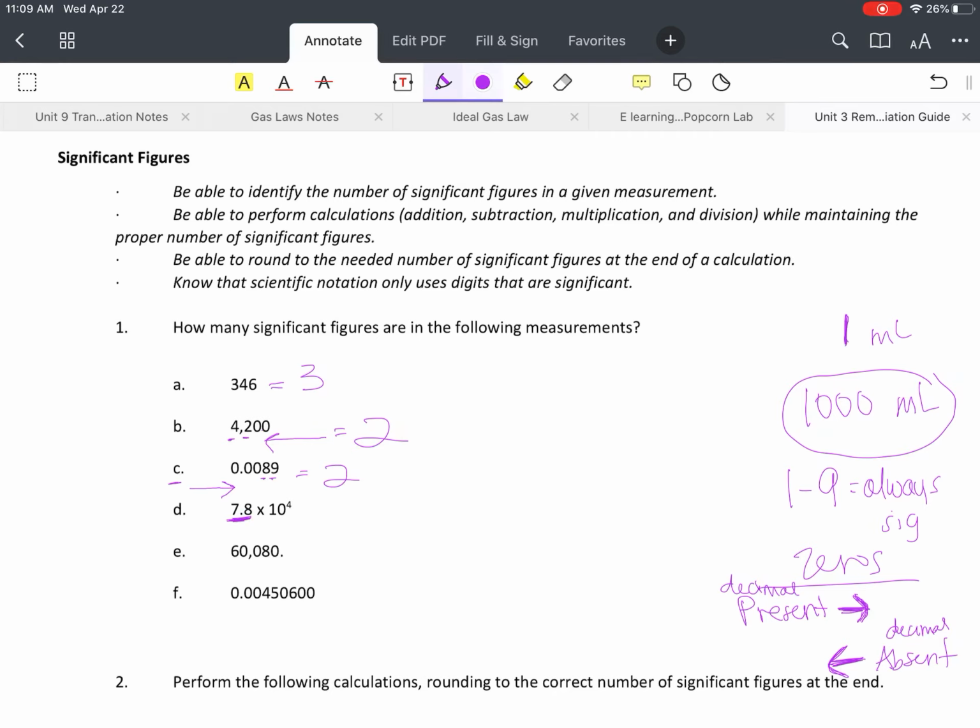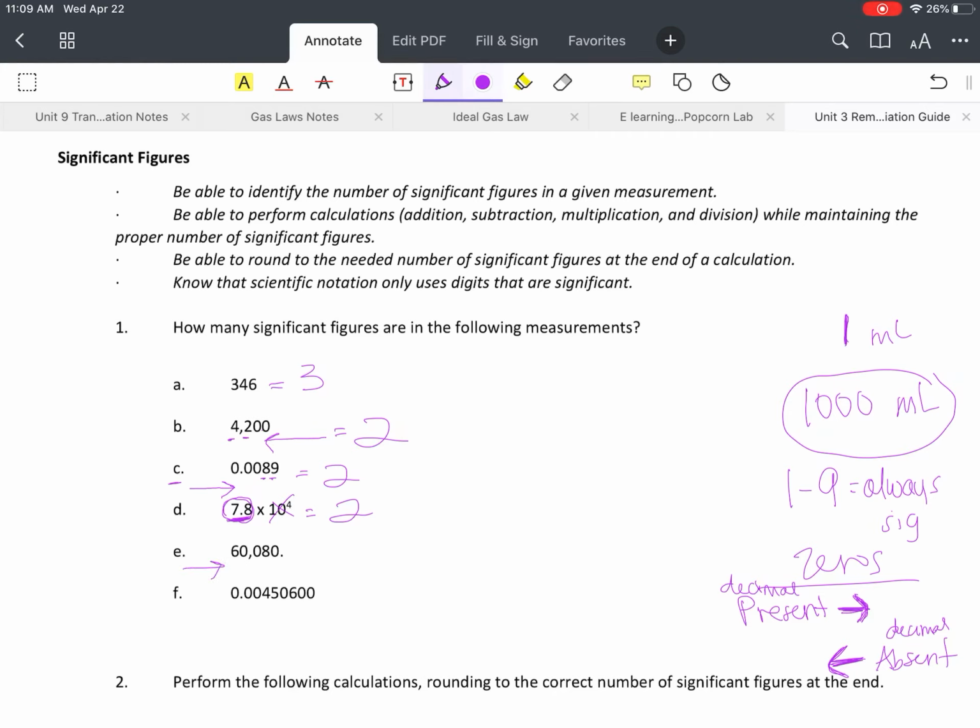Okay. For D, when I'm looking at scientific notation, I'm just looking at this number right here. I'm not worried about what's over here. So how many? 7 and an 8, those are all between 1 and 9, so there's just 2.